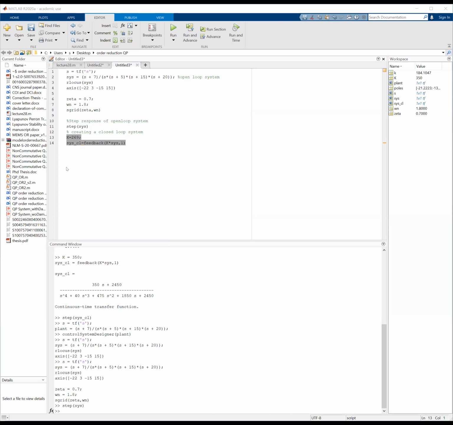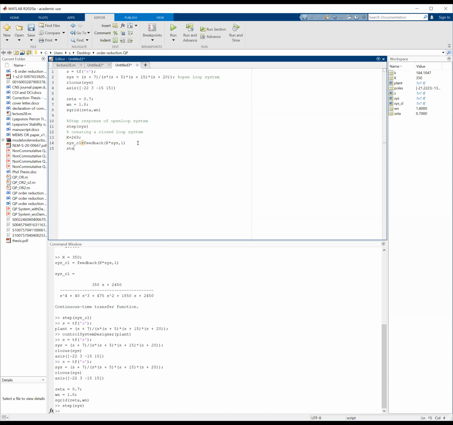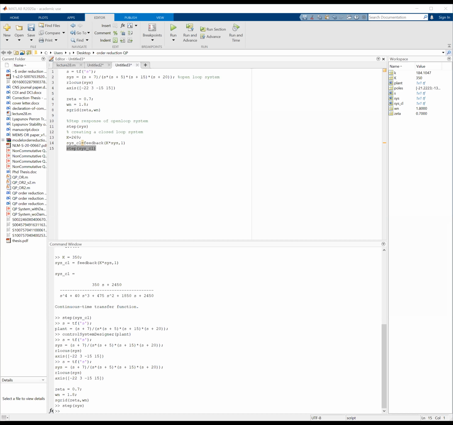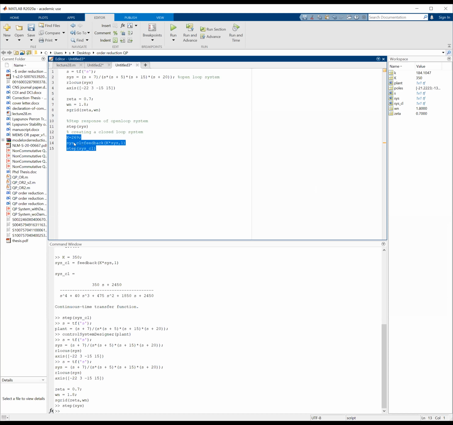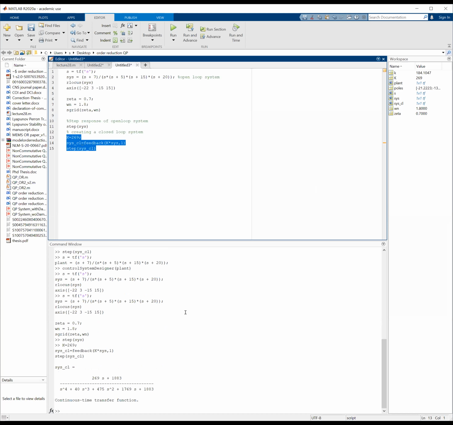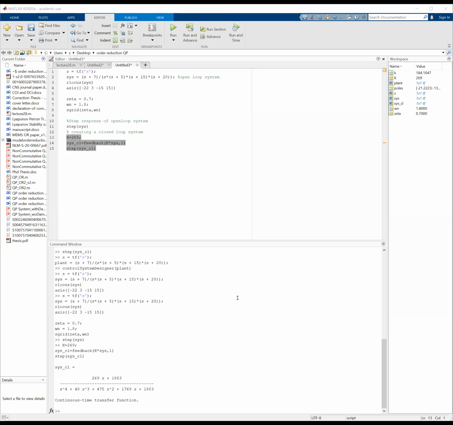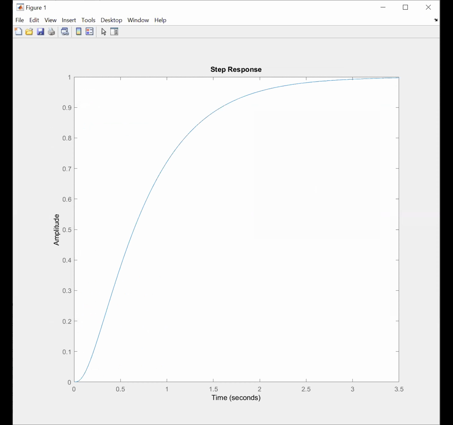And last but not least is I'm gonna do step response of a closed loop system, sys underscore cl, and I want you to run this code. And when you run this code, it will generate a plot. And I'm gonna show you that plot. Do you get the plot that I have? Do you get the similar plot?